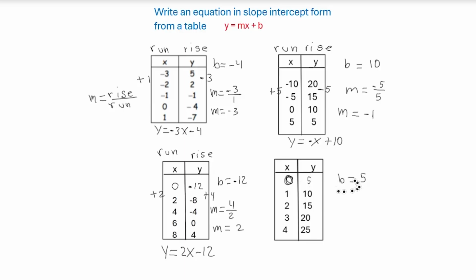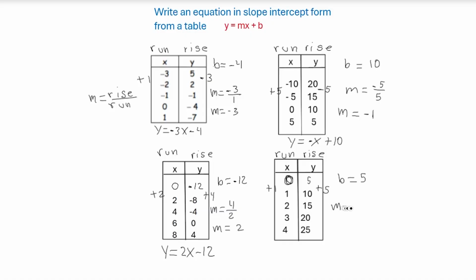Now that you have the y-intercept, we need to find the slope. For the slope, you're always going to be moving down. Okay, so the rate of change, as you can see, we're adding 5. Okay, 5 plus 5, you get 10, plus 5, 15, plus 5, 20, plus 5, 25. So this is going to be the rise. The rate of change on the other side is going to be plus 1. 0 plus 1, you get 1. Plus 1 is 2. Plus 1 is 3. Plus 1 is 4. So this is going to be the run.